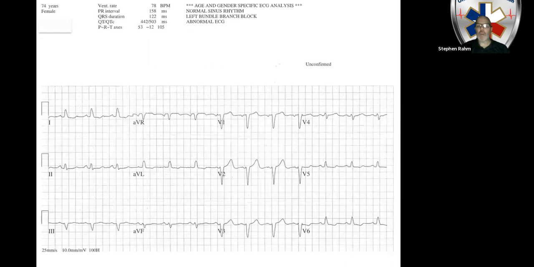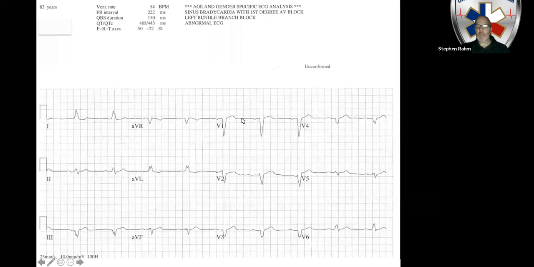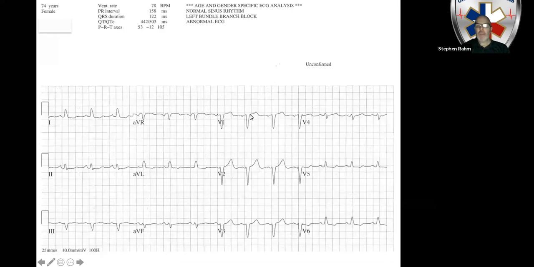Here's another left bundle branch block. If I were to put my horizontal line through my entire QRS, you have this tiny, tiny little initial upstroke of an R wave. So this would actually be a little r and then a big S, but it does terminate into an S wave.